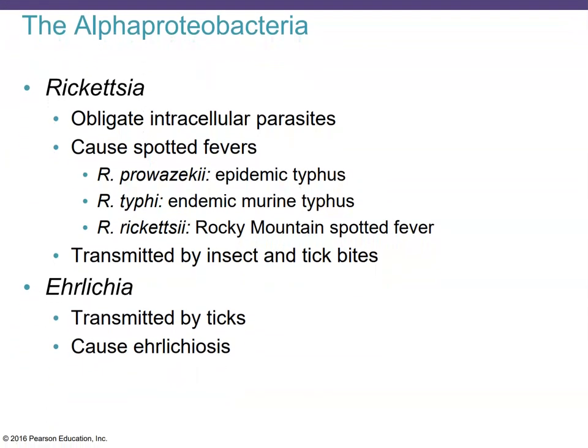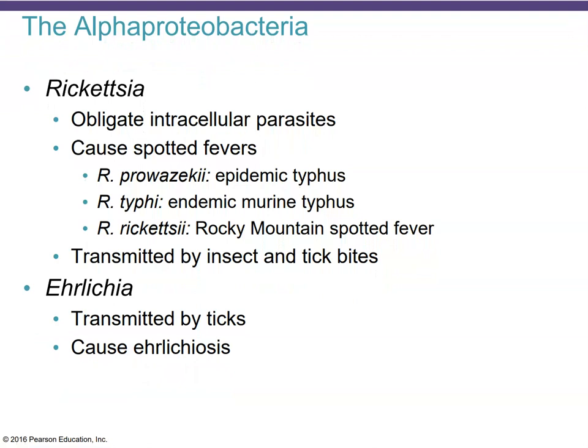And then here, more alpha proteobacteria. Here's a group that actually we have in our pathogens, because a lot of them are intracellular parasites that can make you sick. So all the rickettsias are obligate intracellular parasites, and some of them can make you very sick. They cause what we call these spotted fevers. So we have Rickettsia prowazekii.